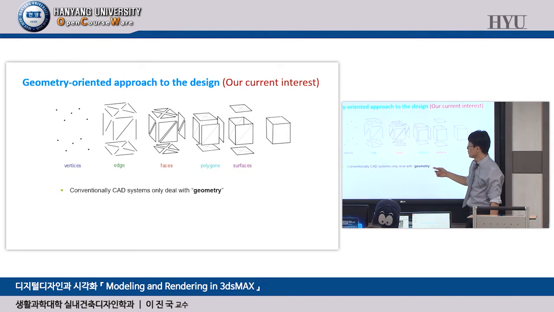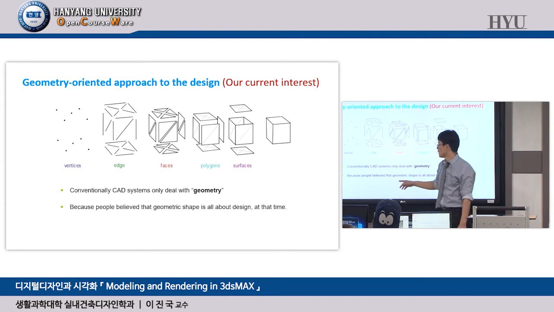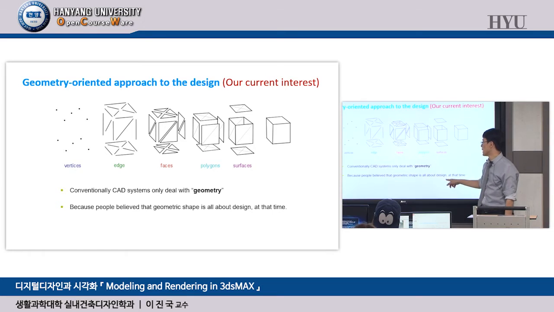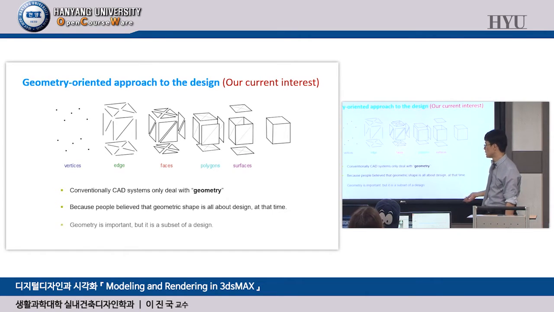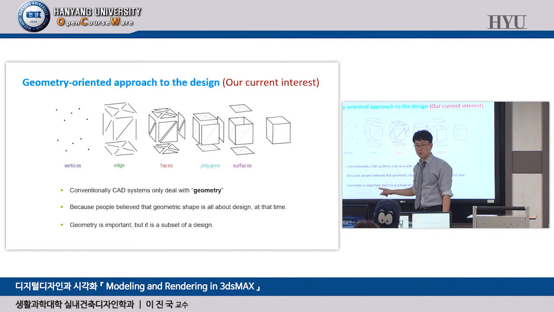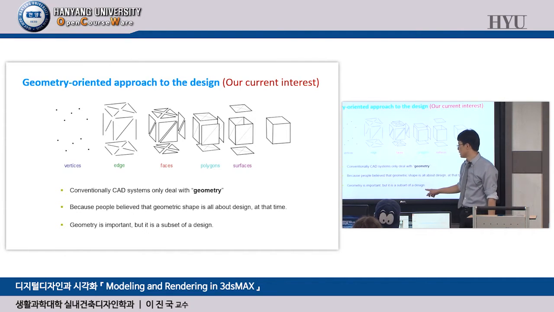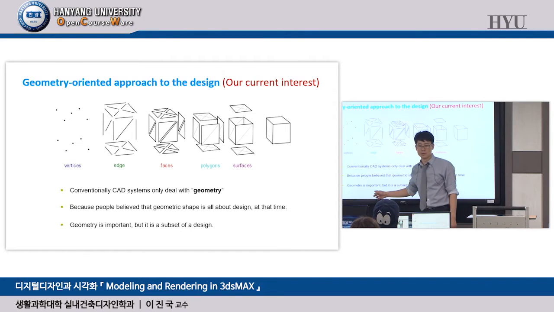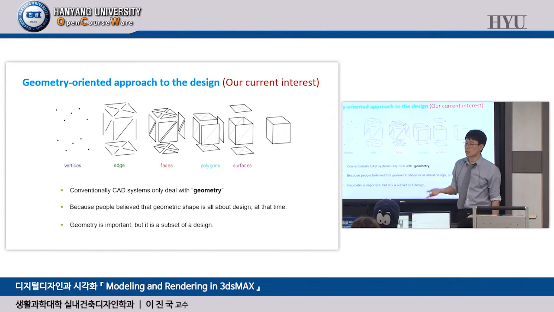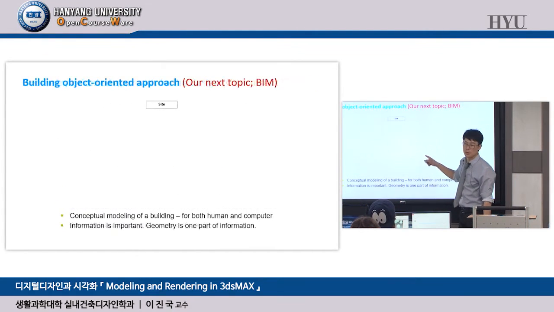A conventional CAD system only deals with geometry, because people believed at that time that geometric shape was all there was to design. But nowadays, as I told you, there are a lot more things. Geometry is very important, critical. But it is just a subset of design, not everything. So what's next? Let's take a look at this one.